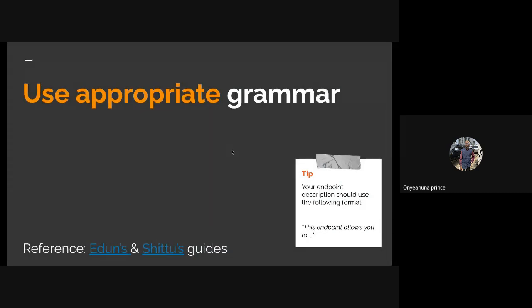So my tip for using proper grammar is, the lingo for documenting your endpoint is simple. It goes, "This endpoint allows you to," and then you finish it up. This endpoint allows you to delete. This endpoint allows you to add. This endpoint allows you to retrieve. I hope that makes sense. So use the proper language so you don't get people confused by saying this action or this page or just starting something.